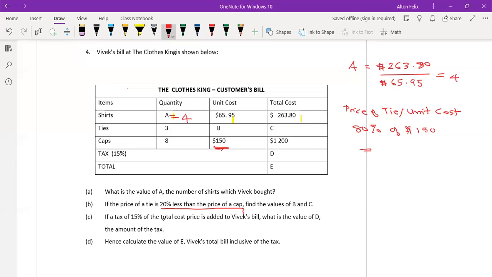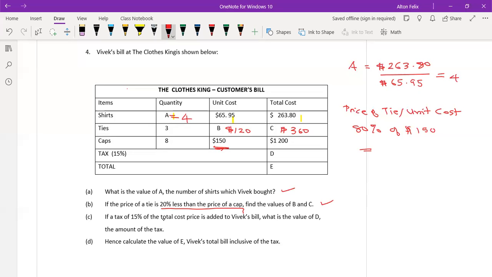So we know the price of a tie, right? So we have this value here. It's 120. And of course, if we bought 3 of them, 120 by 3 will give us 360. Right? So we have found B and C. We did this one, we did this one. If a tax of 15%, which is right here, of the total cost price is added to Vivek's bill, what is the value of D?